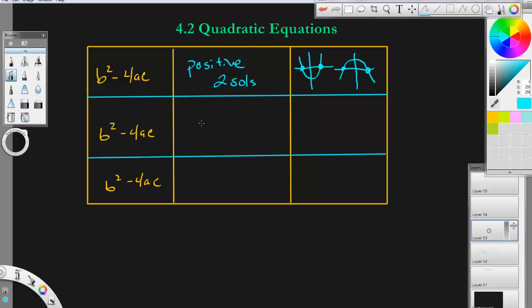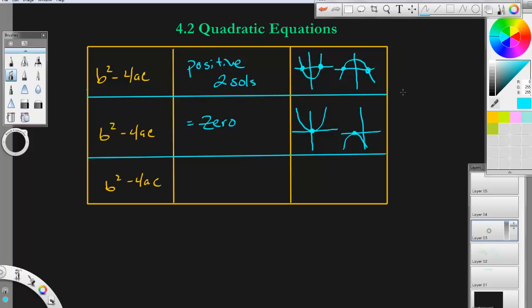If it equals 0, like in the other example, we have two possible graph looks. It could come down and bounce off the x-axis, hitting the x-axis once, or it could come over, say like that, and open down and bounce off the x-axis, having one solution.